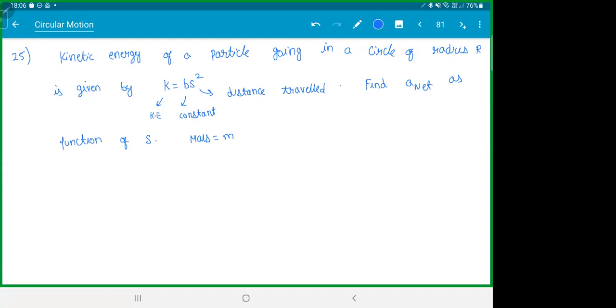Do check out the paper, resolve it. I posted the paper also. I think the solutions are there. And second thing, after writing the paper, do resolve the paper on your own.